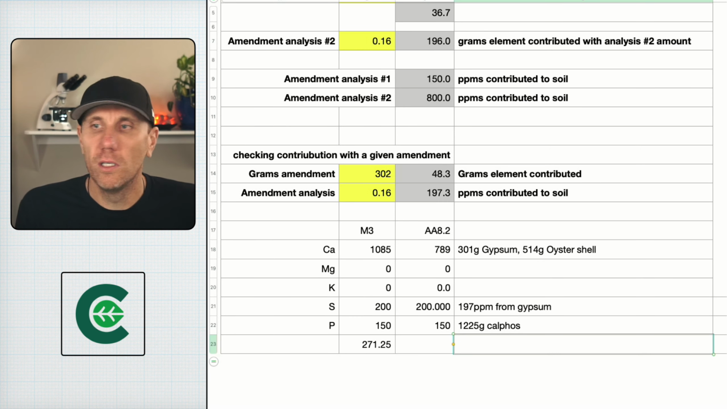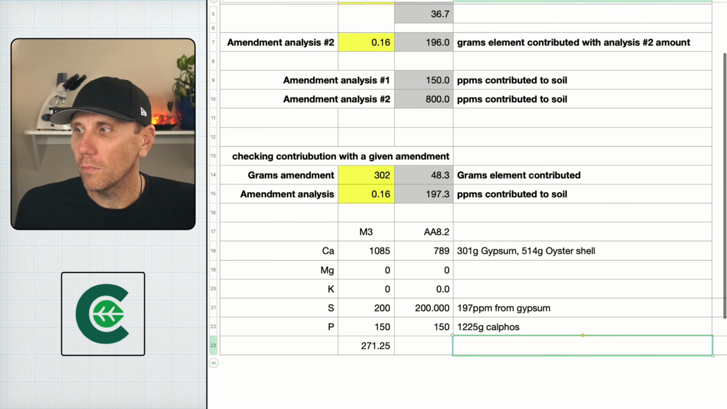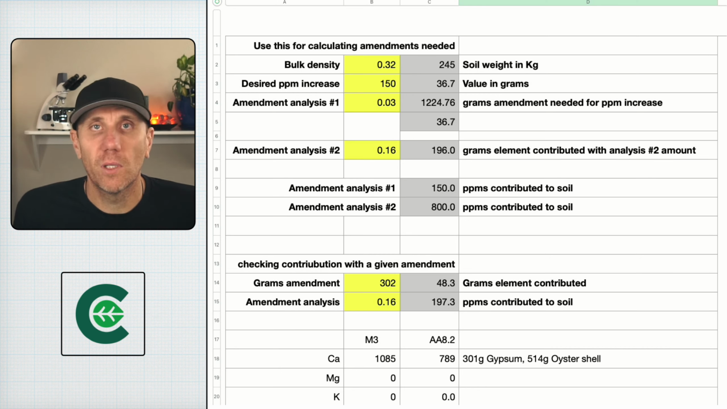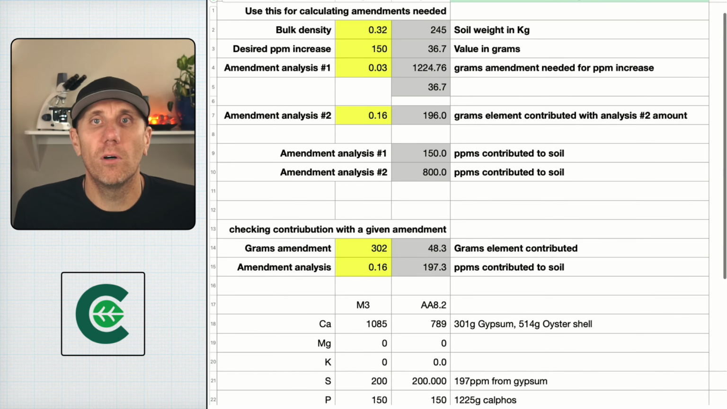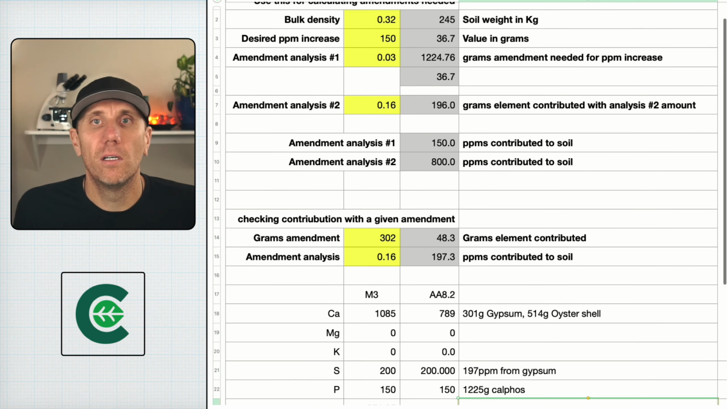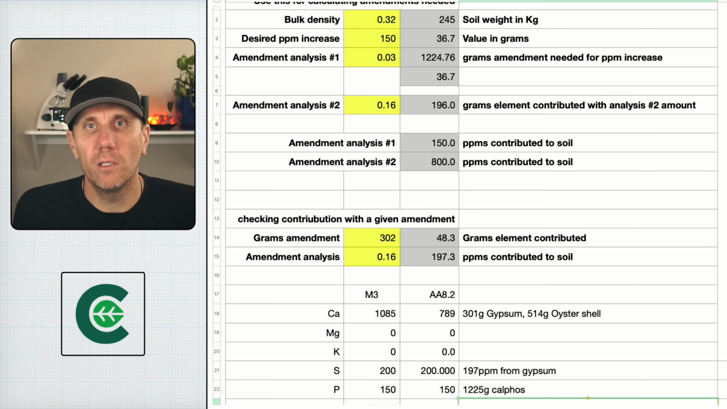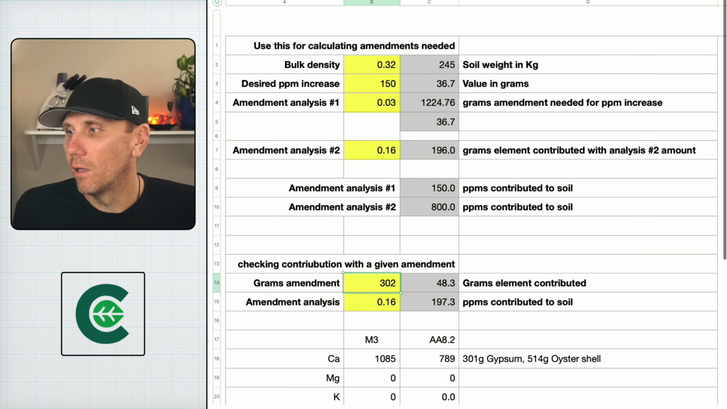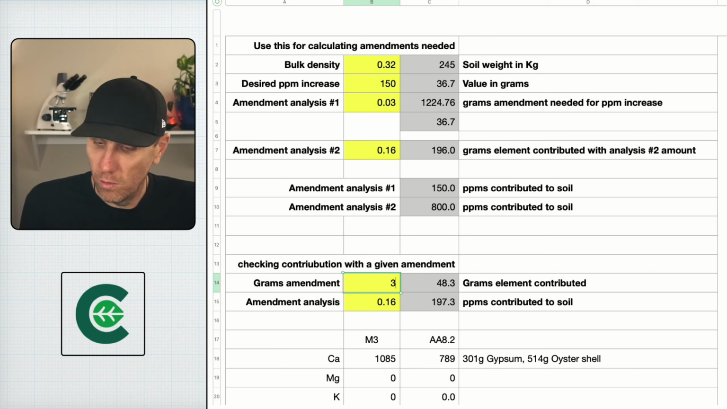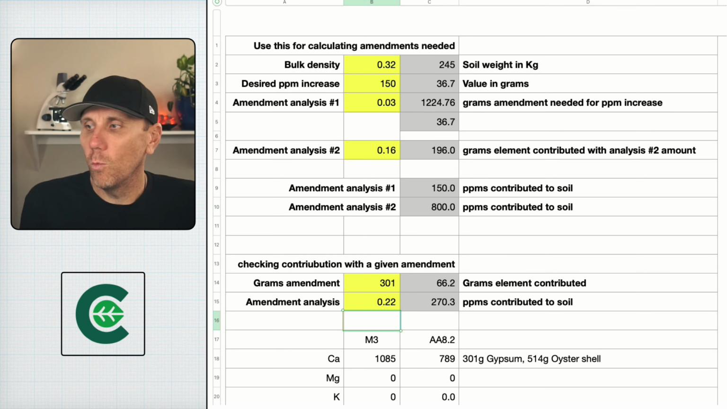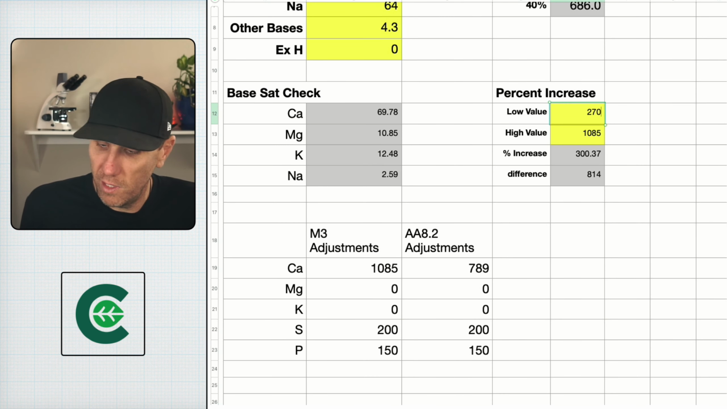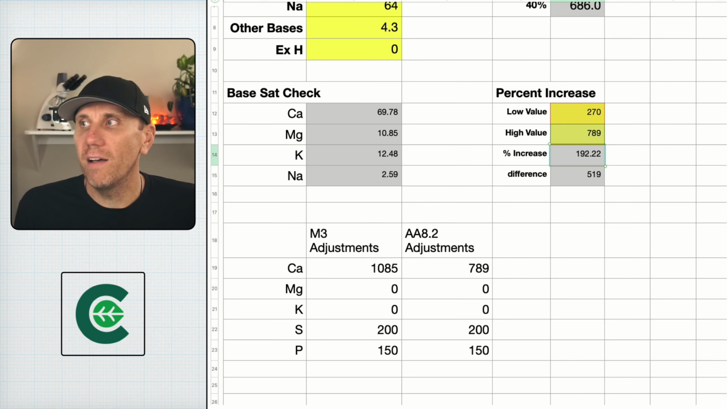So now if we want to go to the AA 8.2, we're trying to get 789 grams. So we've learned from our previous example that we can't do it all with gypsum. So one can assume that we're also going to use 300 grams of gypsum. And then now we got to figure out the oyster shell. So 301 grams gives us 270, and we're trying to get 789. 270 and 789. So we need 519.